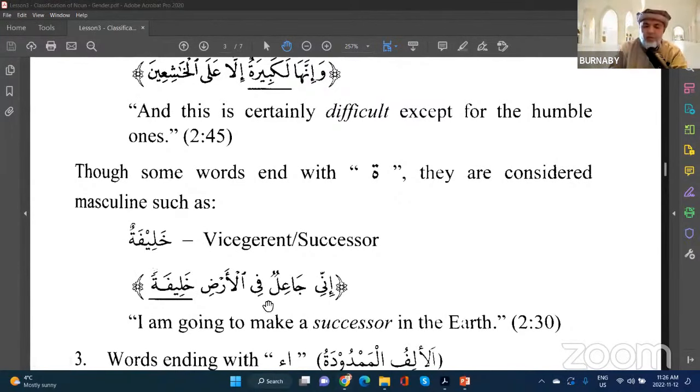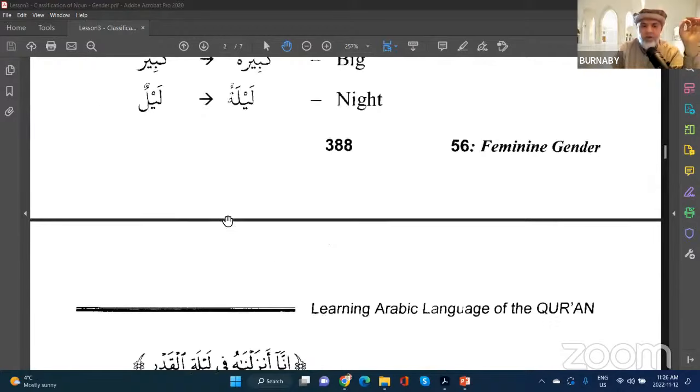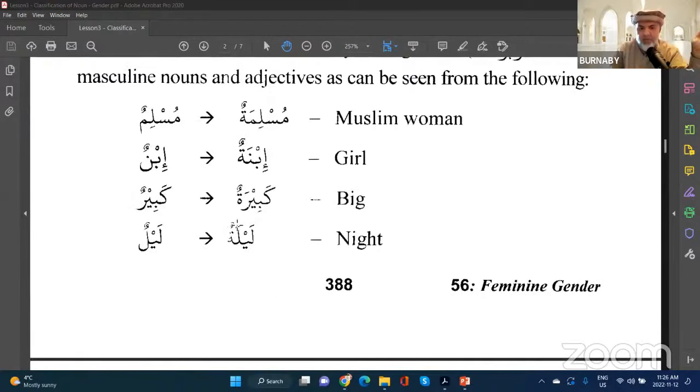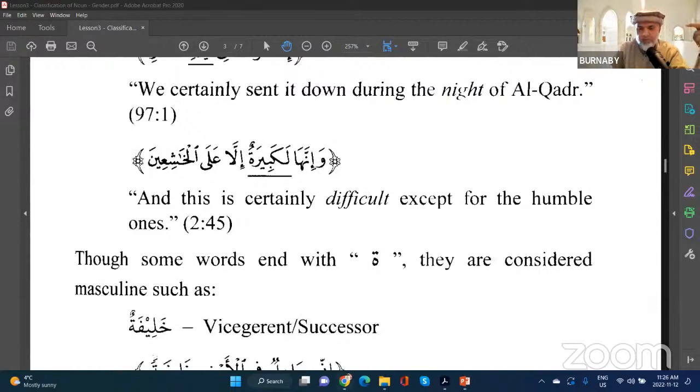Inni ja'ilun fil ardi khalifa. I'm going to make a successor on the earth. So over here, the khalifa is a reference to Hazrat Adam alayhi salam, and he was a male, right? Yes. Okay. So reading this document is a review of what we covered last time, but it gives you more information and some references from the Quran.